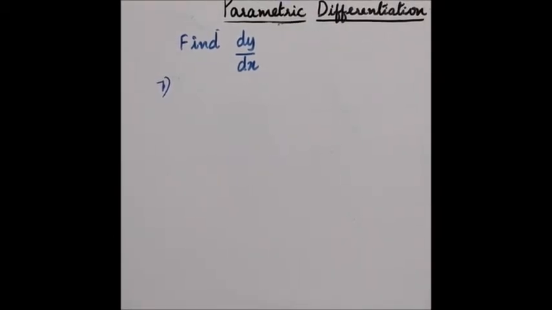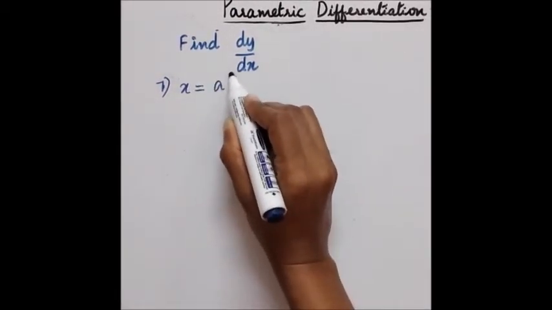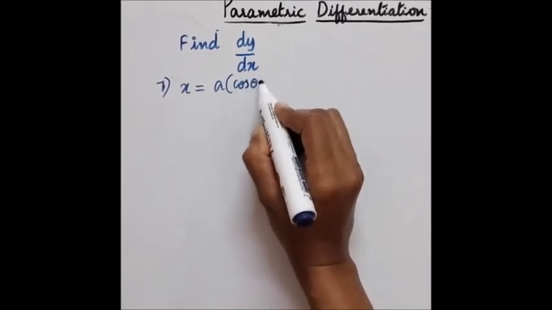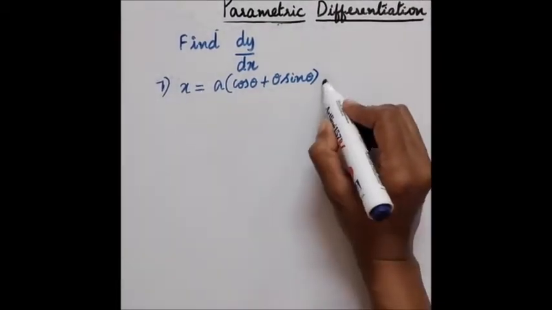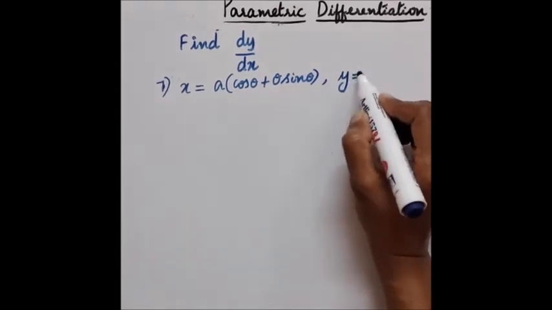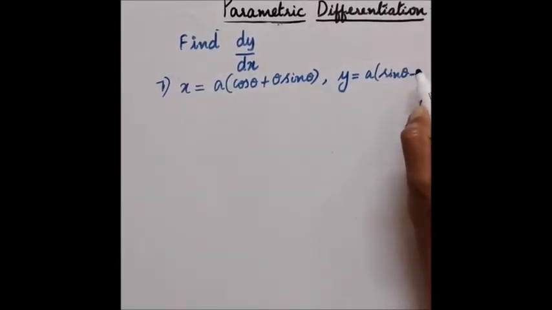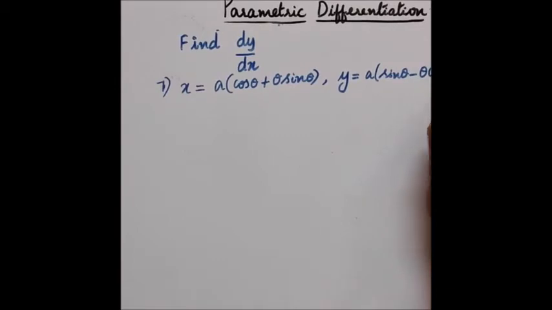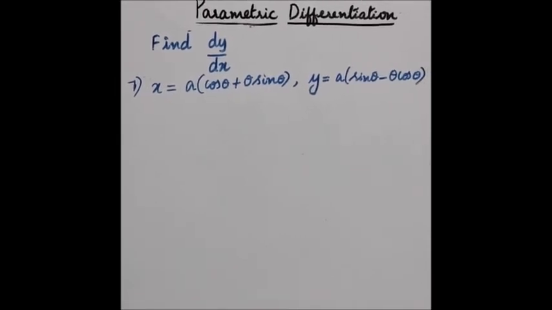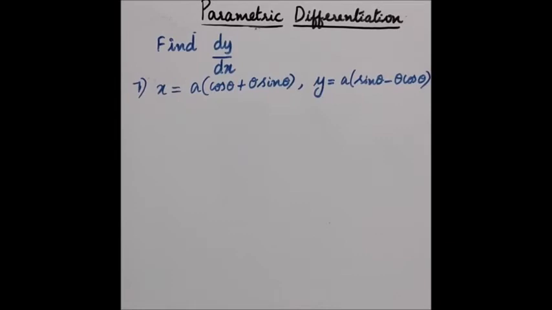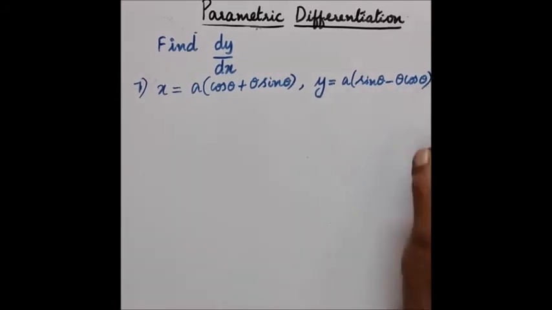Next sum will take up. So next sum is x is equal to a into cos theta plus theta sin theta, and y is equal to a into sin theta minus theta cos theta. x is equal to a into cos theta plus theta sin theta, and y is equal to a into sin theta minus theta cos theta.